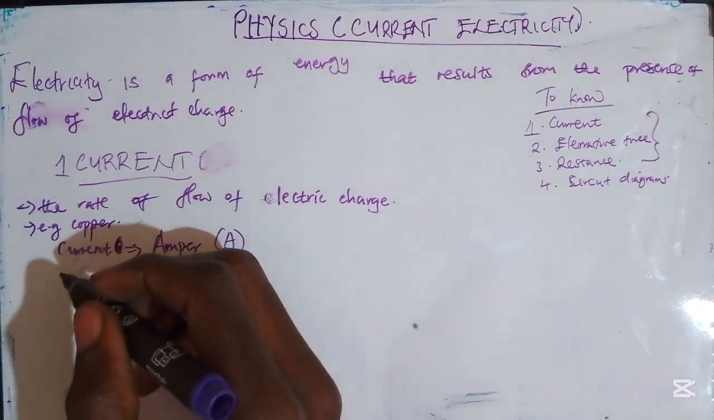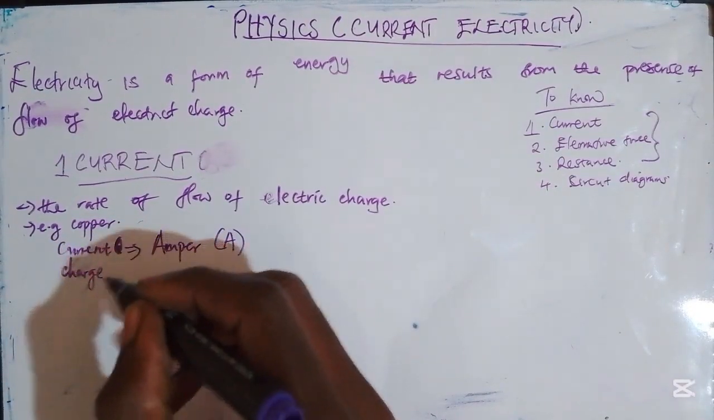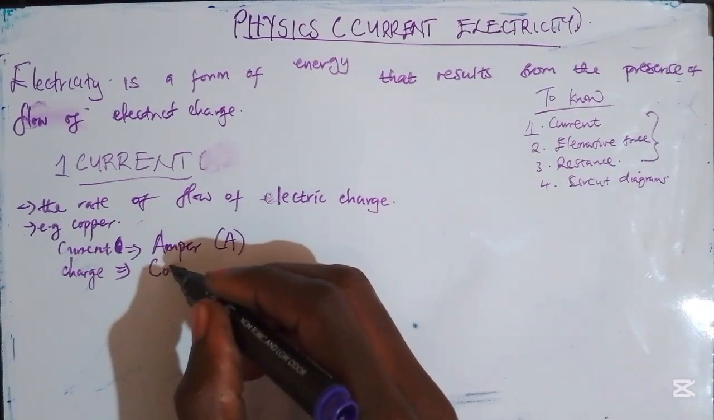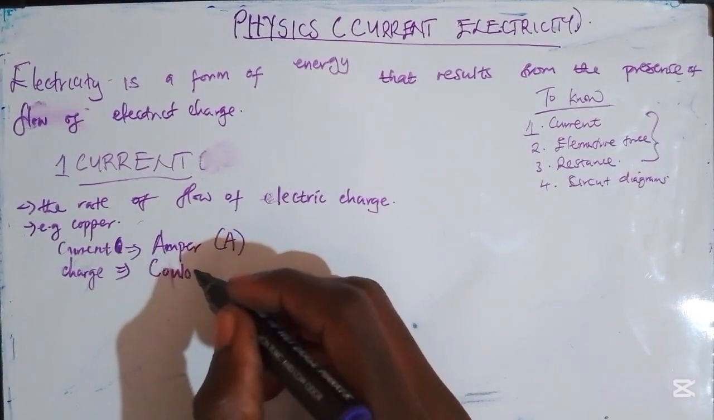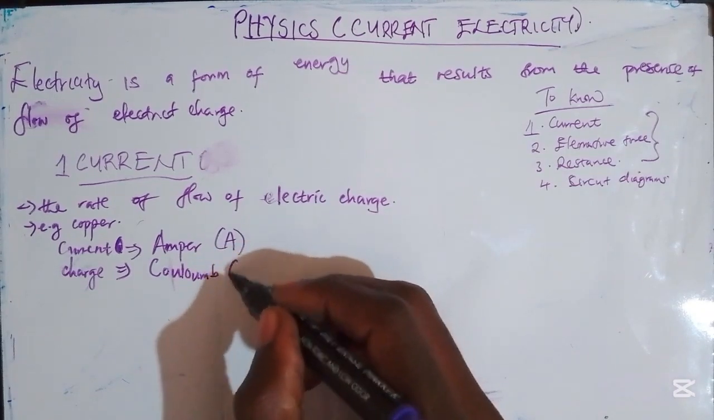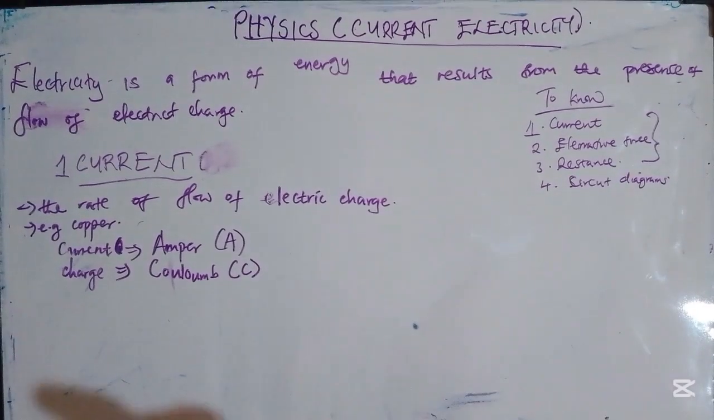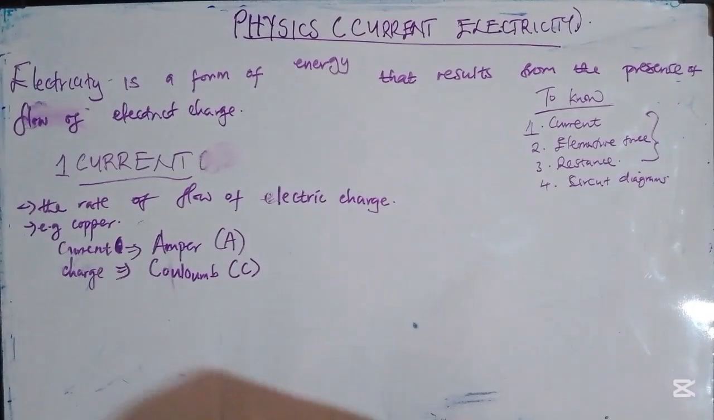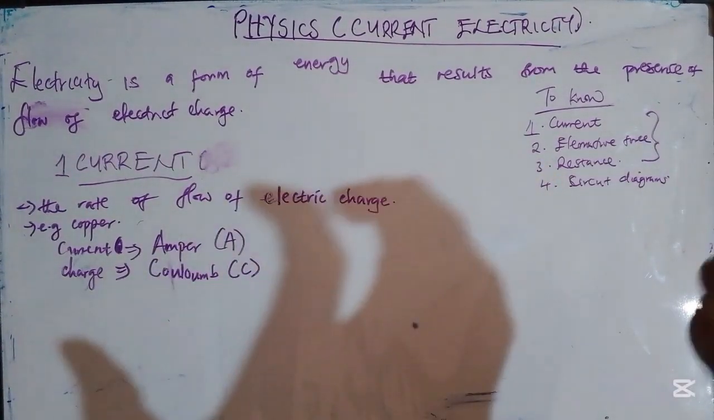Then we also have charge. What is the SI unit for charge? Charge has the SI unit known as coulomb, which is represented by C. So these are the two things which you need to know under the SI units: what an ampere is and what a coulomb measures. Whenever we're talking about charge, know that it's measured in coulomb.